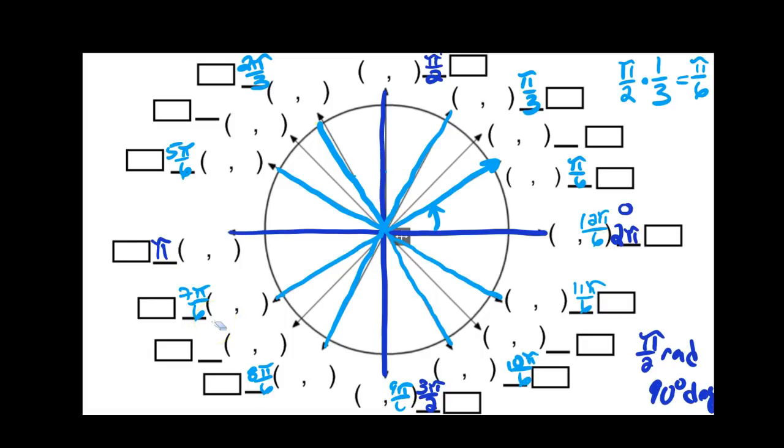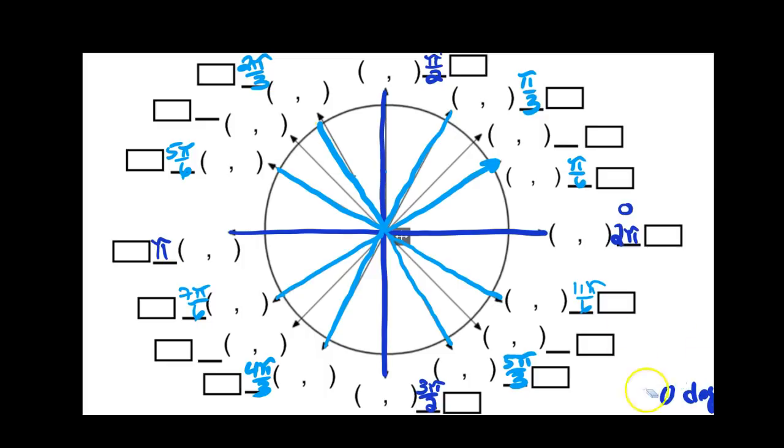The 7 pi over 6 does not reduce. The 8 pi over 6 reduces to 4 pi over 3. The 9 pi over 6 reduces to 3 pi over 2, so my checkpoint works out there. 10 pi over 6 reduces to 5 pi over 3. 11 pi over 6 doesn't reduce. 12 pi over 6 reduces to just 2 pi, so my checkpoint works there as well. So all in all, this gives us all of our 30-degree multiples equivalents, or you could say pi over 6 equivalents. And so that is a big chunk of the unit circle taken out.